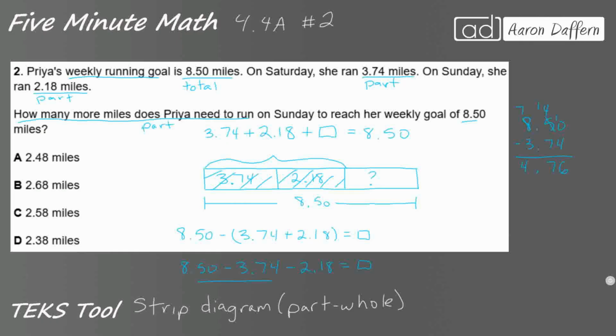Now I need to subtract that second part, 2 and 18 hundredths. All right, so I need to regroup there. I've got 16 hundredths minus 8 hundredths is 8. I do not need to regroup here. 6 tenths minus 1 tenth is 5 tenths. And then I've got 4 minus 2 wholes, 2. So I've got 2 and 58 hundredths. And I would have gotten the same answer if I would have added these two and then subtracted from 8 and 50 hundredths. So my answer is going to be C, 2 and 58 hundredths.